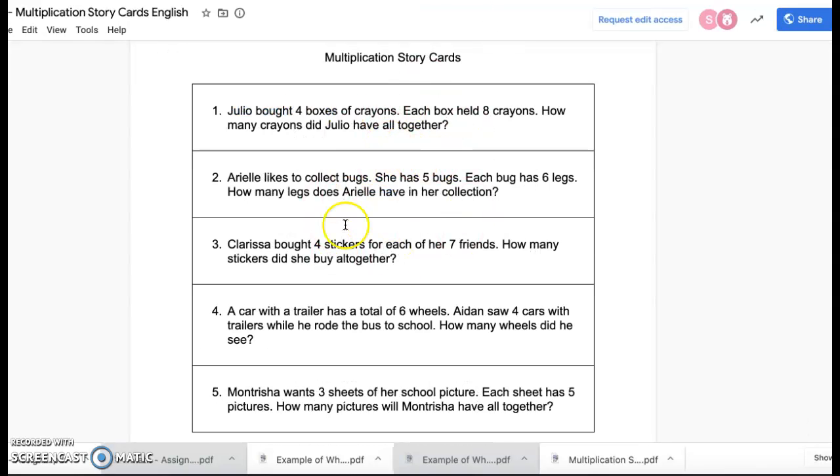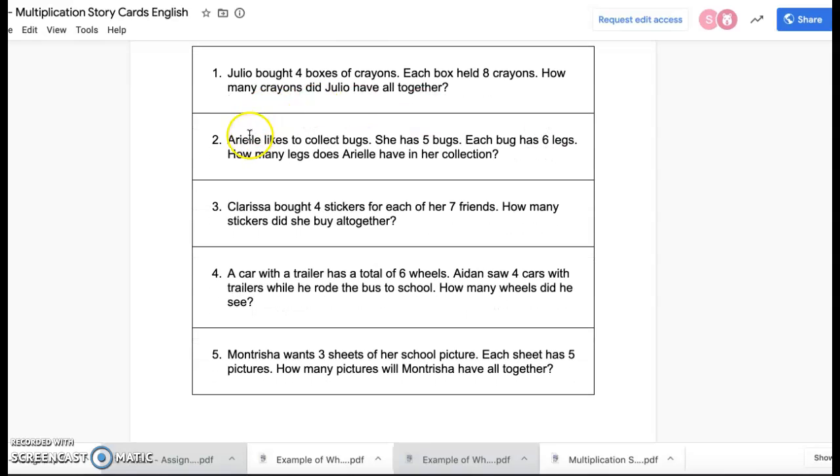You are going to get story word problems that look like this, and these are attached also. It says, Julio bought 4 boxes of crayons. Each box held 8 crayons. How many crayons did Julio have altogether? You're going to have to figure out what multiplication fact that is, and then figure out what the repeated addition would be, and what the answer would be. Ariel likes to collect bugs. She has 5 bugs. Each bug has 6 legs. How many legs does Ariel have in her collection?